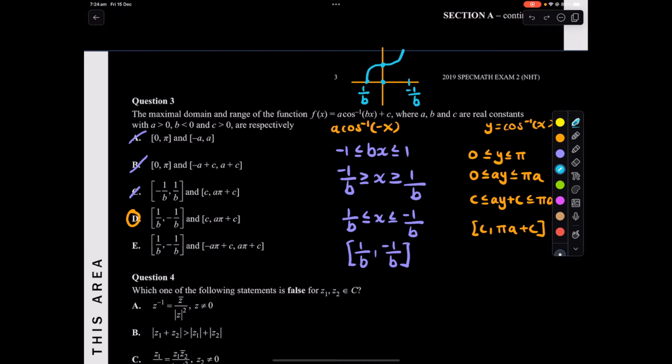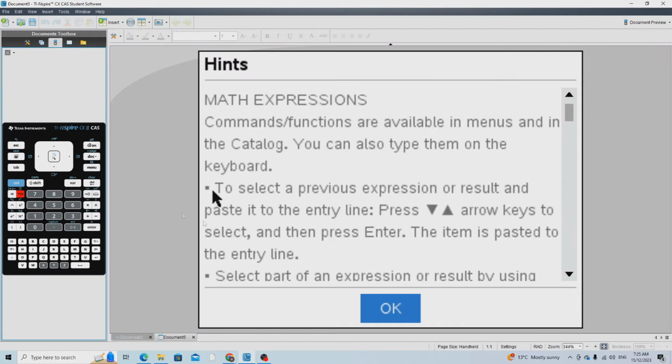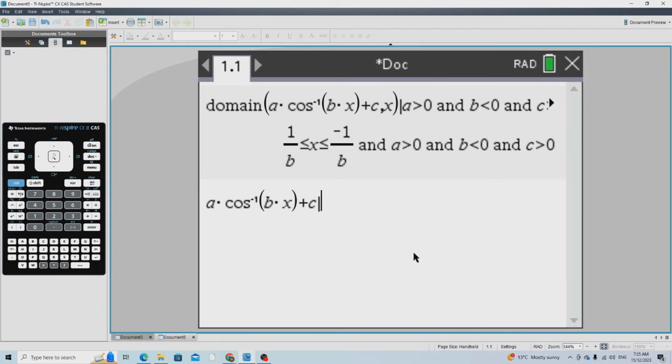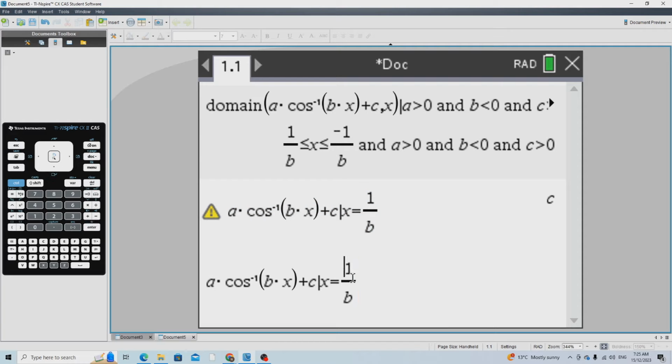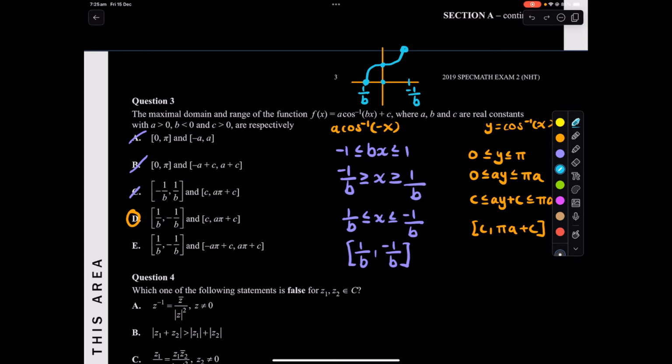Well, if you sub in f of 1 over b, you'll get this part over here, and all the way to this part if you sub in negative 1 over b. See, just drawing this, you can actually just sub it in. So, coming back, the lowest point we start from, if you sub in x equals 1 over b, we get c. And the highest point we said was from negative 1 over b, which is a pi plus c, which we've already said is your range, from c to a pi plus c.